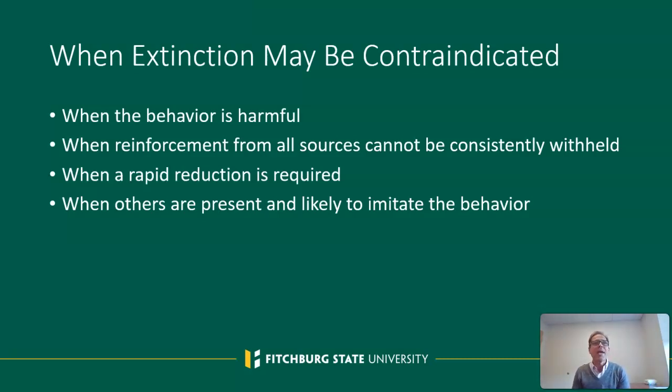And then finally, if there are other people present who are likely to imitate the behavior, again, because the behavior is likely to happen more and more intensely in the short term, if we're concerned that other people may imitate that behavior, we may want to consider a different intervention that's not going to result in that behavior happening a lot.